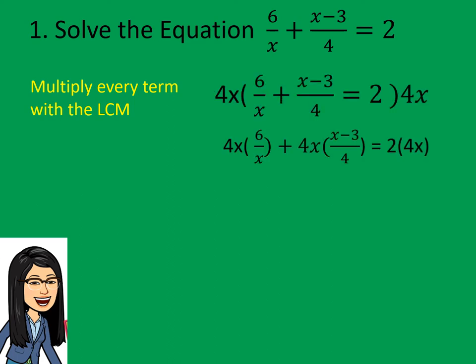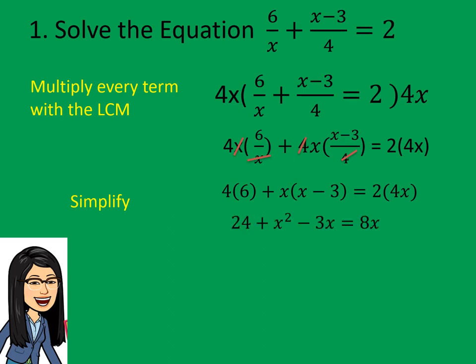In detailed form, it will be 4x times 6 over x plus 4x times x minus 3 over 4 is equal to 2 times 4x. Let us simplify by doing cancellation of what is common in the numerator and denominator, like x over an x and 4 over 4. Now simplified into 4 times 6 plus x times x minus 3 is equal to 2 times 4x.